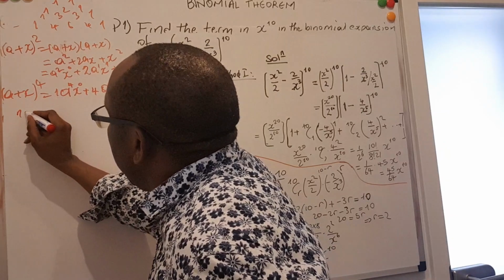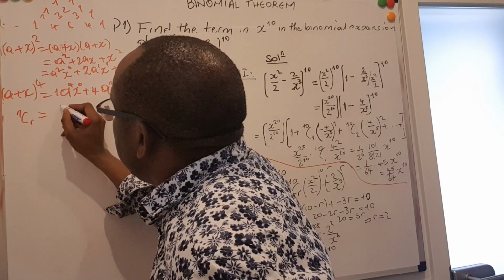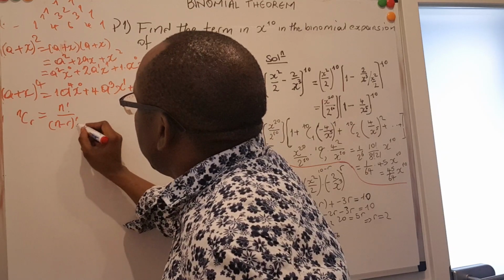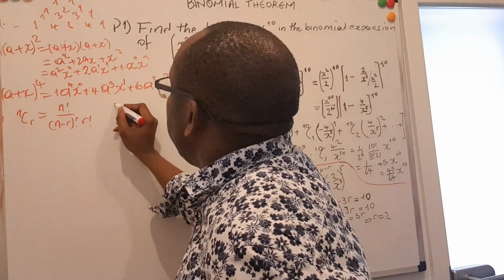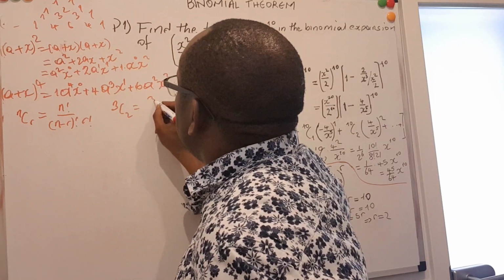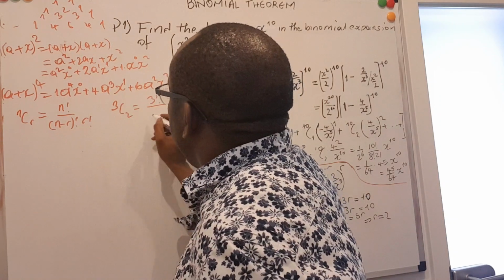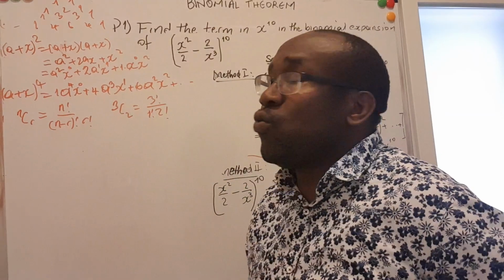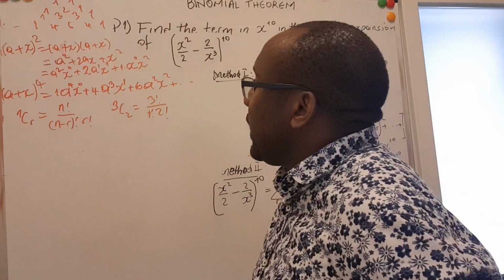So for example, n combination r is defined as n factorial all over (n minus r) factorial times r factorial. That means something like 3 combination 2 is 3 factorial all over (3 minus 2) factorial, which is 1 factorial, and then 2 factorial. 1 factorial is defined as 1. So you can simplify something like that.